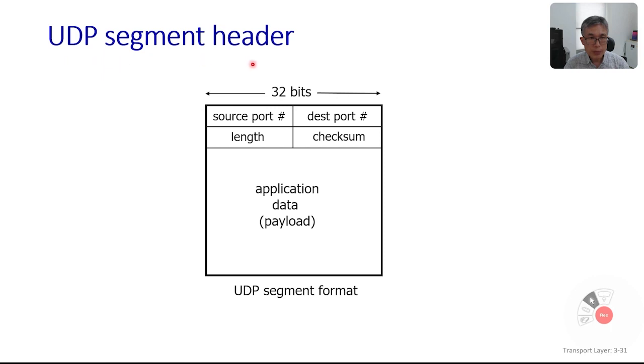So in the UDP segment header, there are the source port number, destination port number, the length, and a 16-bit checksum to check for bit errors. We can learn about this later on.